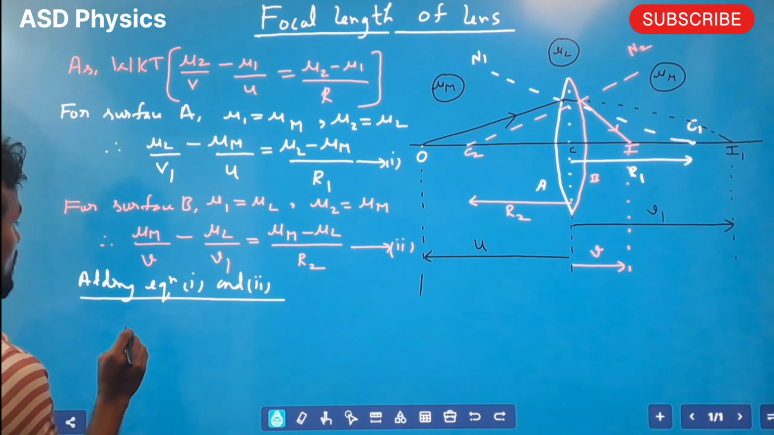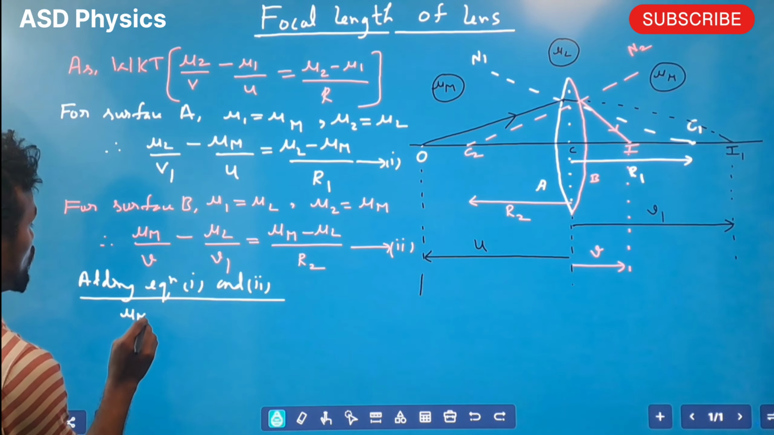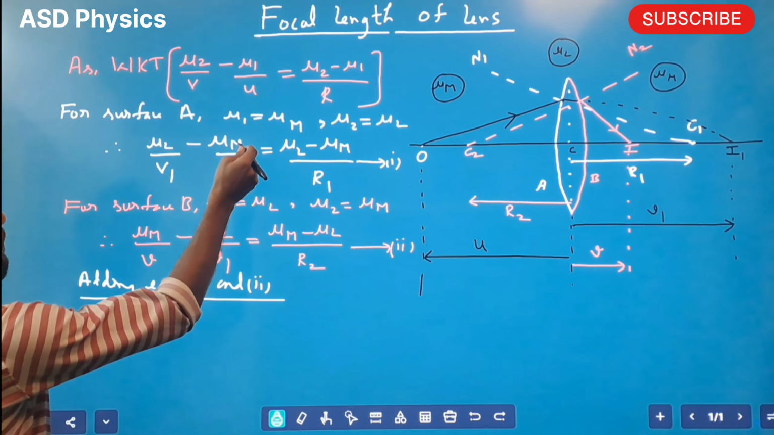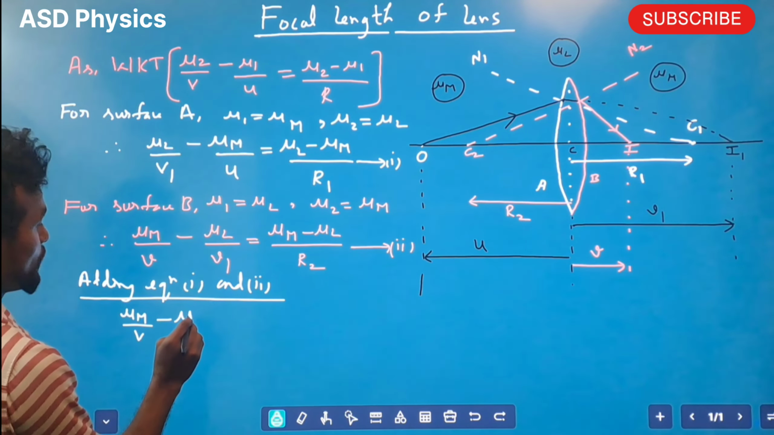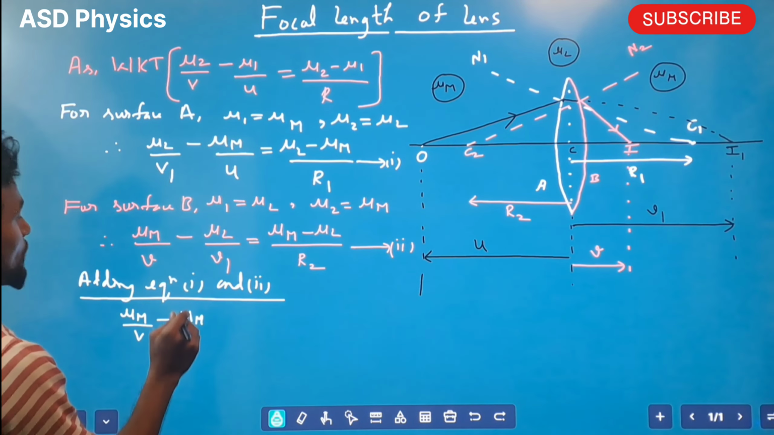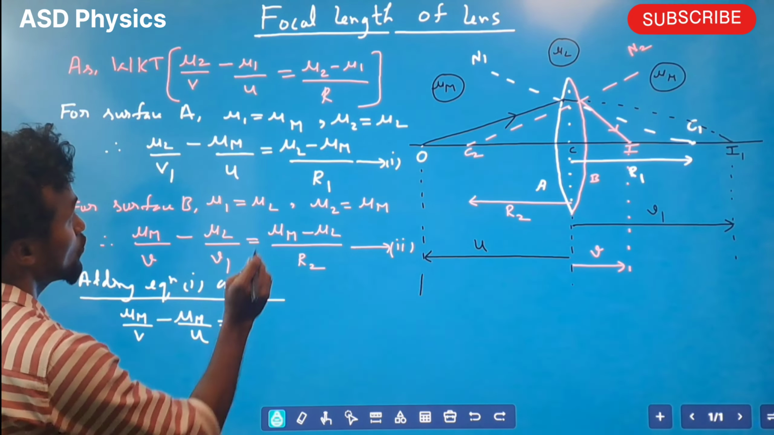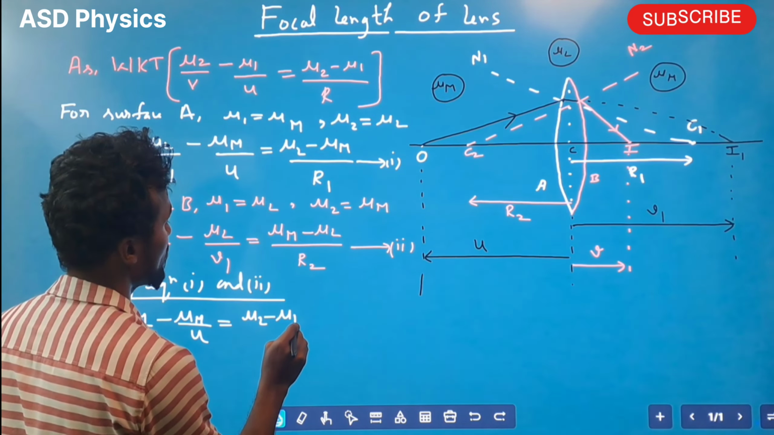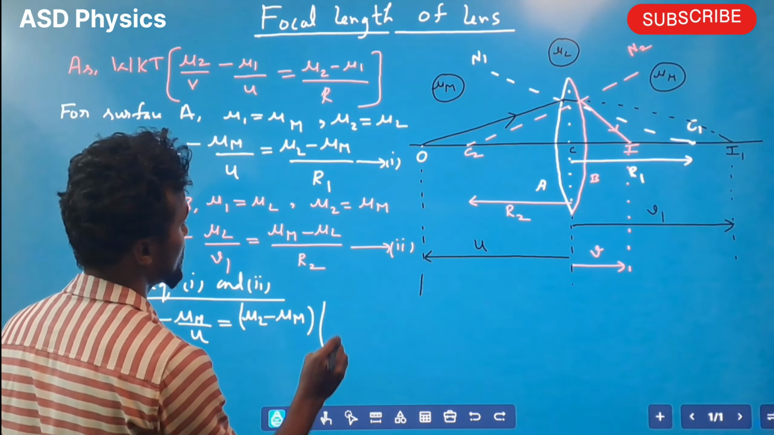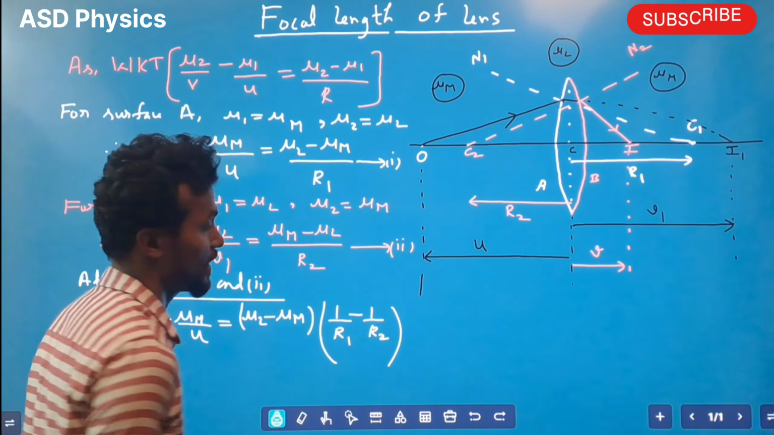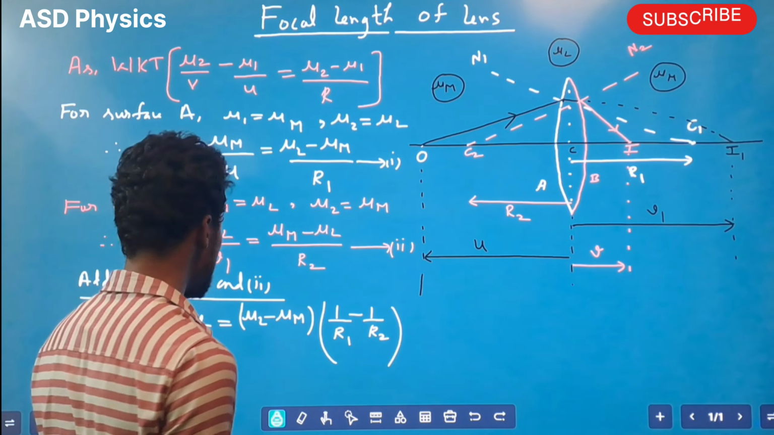That means we'll be left with, see here please, mu m by v minus mu m by u is equal to, here students, this will become mu l minus mu m, and here it will become 1 by r1 minus 1 by r2. Now we'll simplify this more.